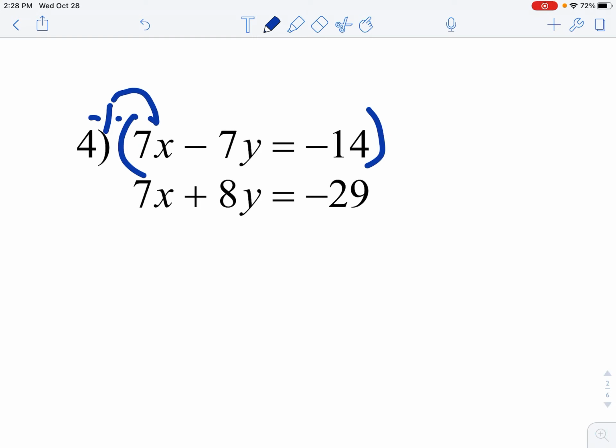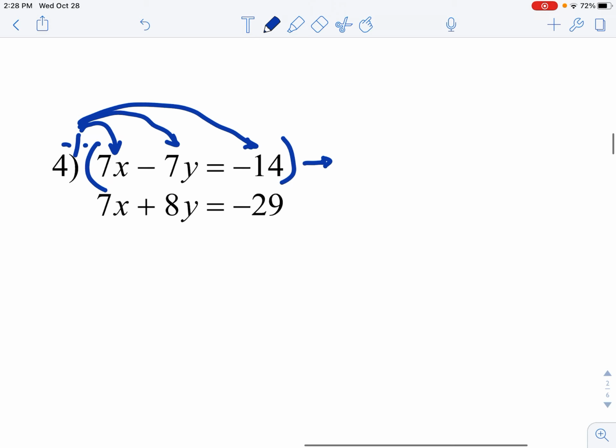So I need to distribute this whole equation with a negative 1. And let me write that over here. So negative 1 times 7x is negative 7x. Negative 1 times negative 7y is plus 7y. Bring over the equal sign. Negative 1 times negative 14 is positive 14. So I didn't just change the problem into a different problem.